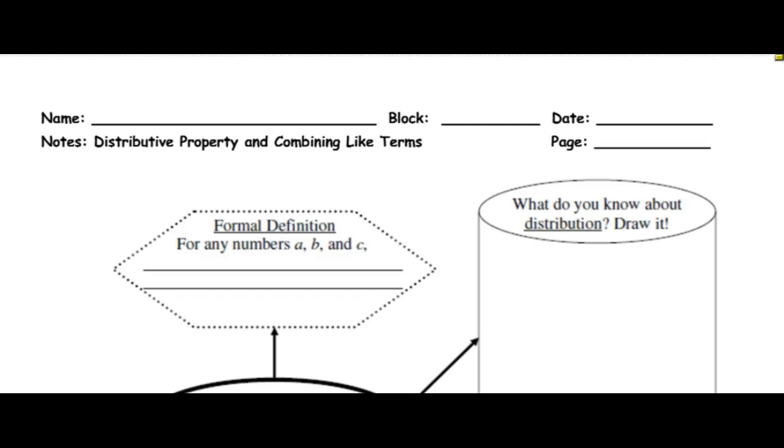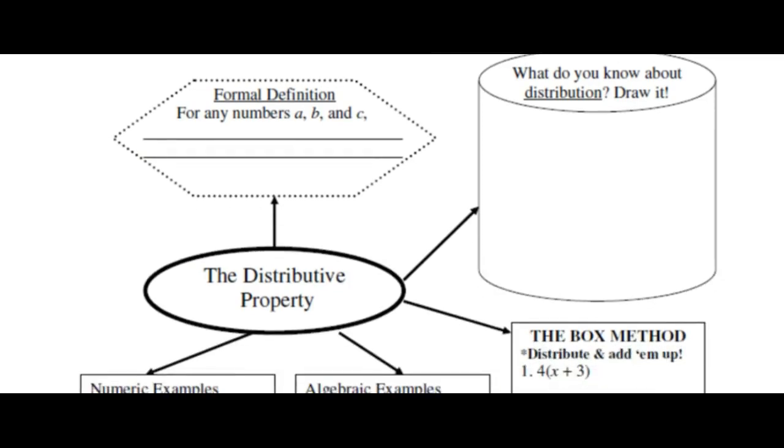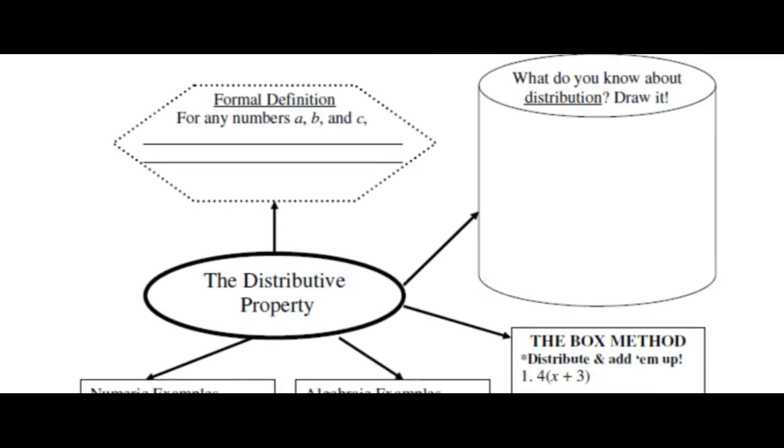So, starting with our formal definition of the distributive property, that would be if we have a number outside of the parentheses times a sum, so we have A times the quantity B plus C. We can distribute that A, multiplying that A to everything in the parentheses. So then we end up with AB plus AC.